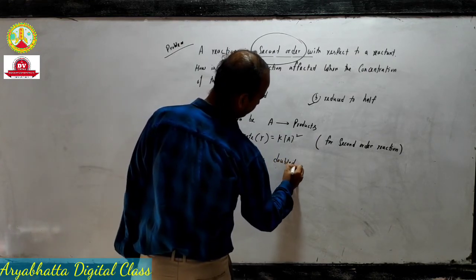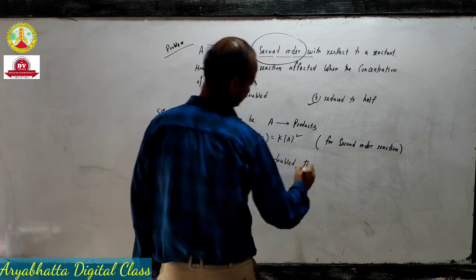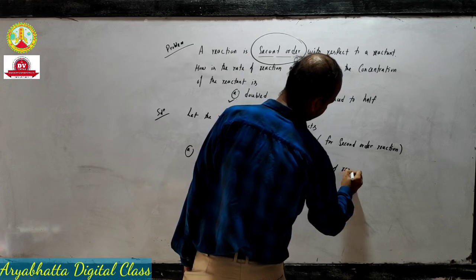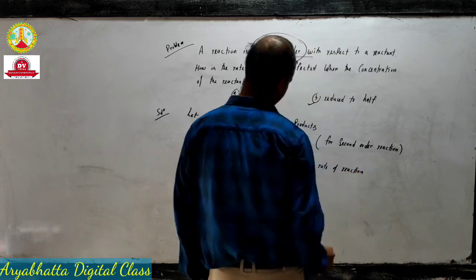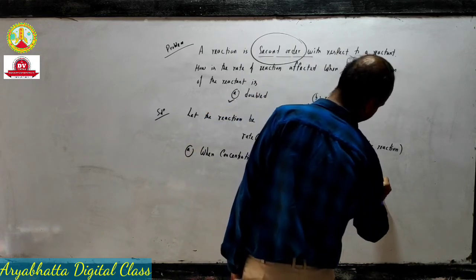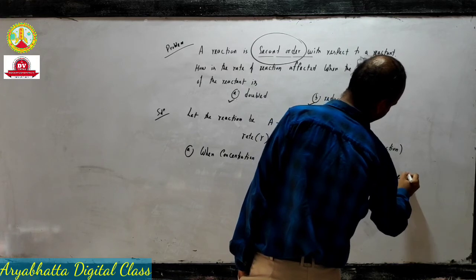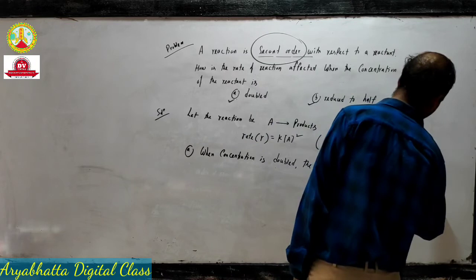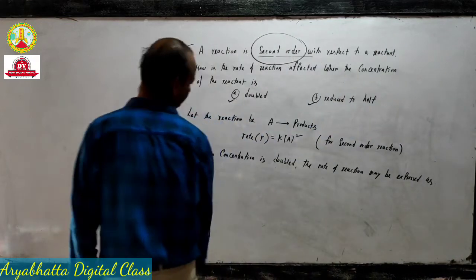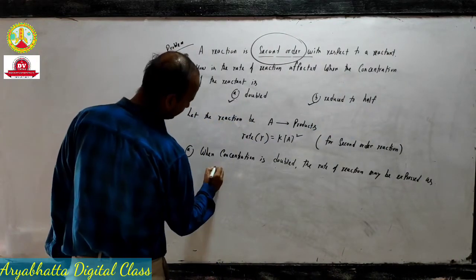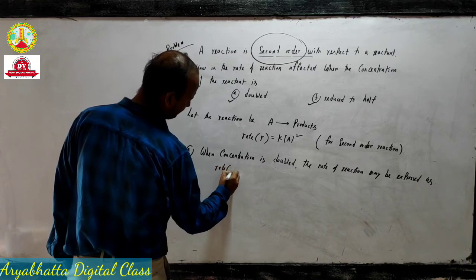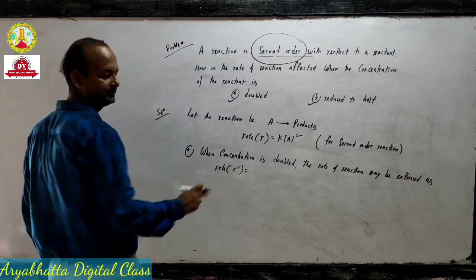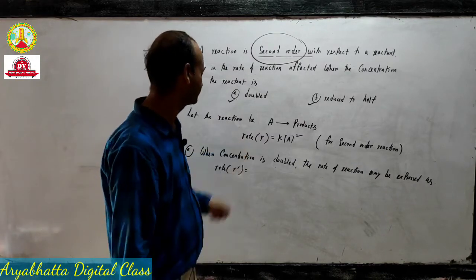When the concentration is doubled, the rate of reaction may be expressed as what? The rate will be R dash. R dash means this is the new rate after doubling the concentration. You will get a new rate.